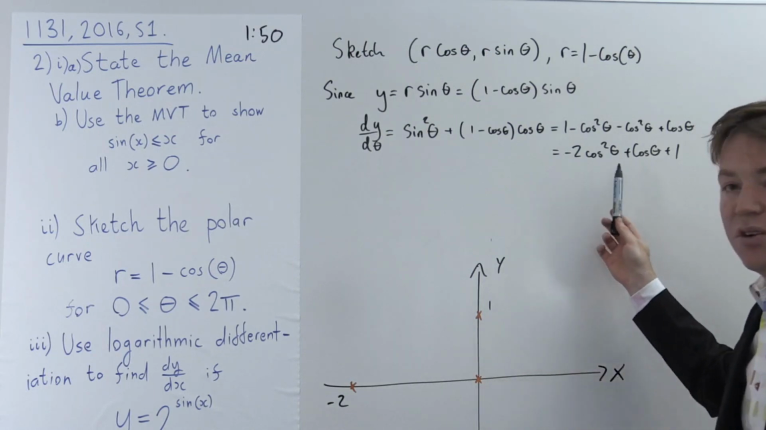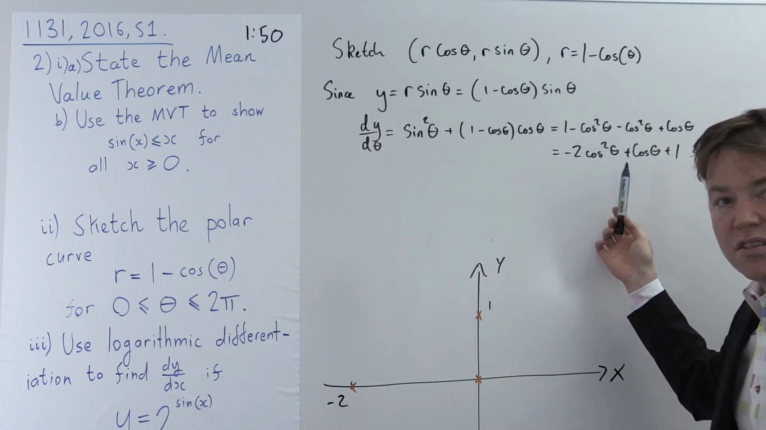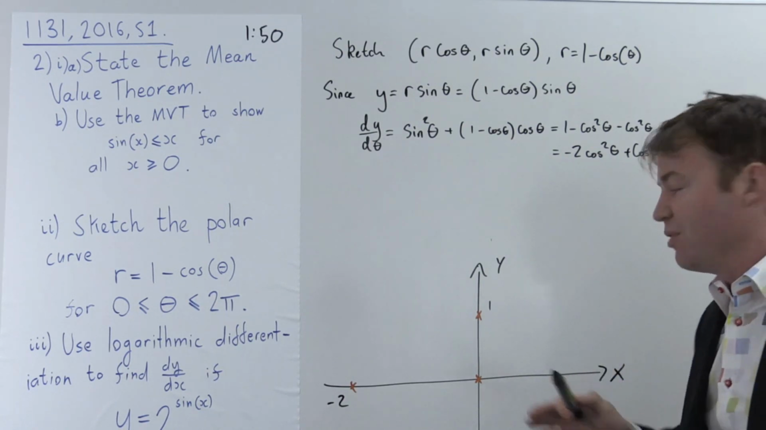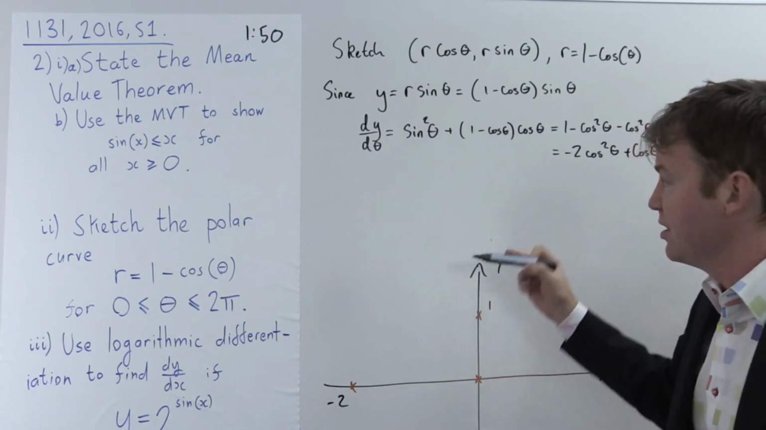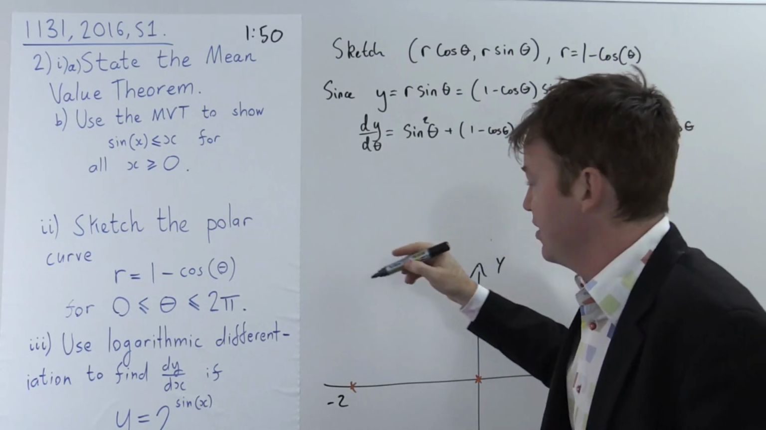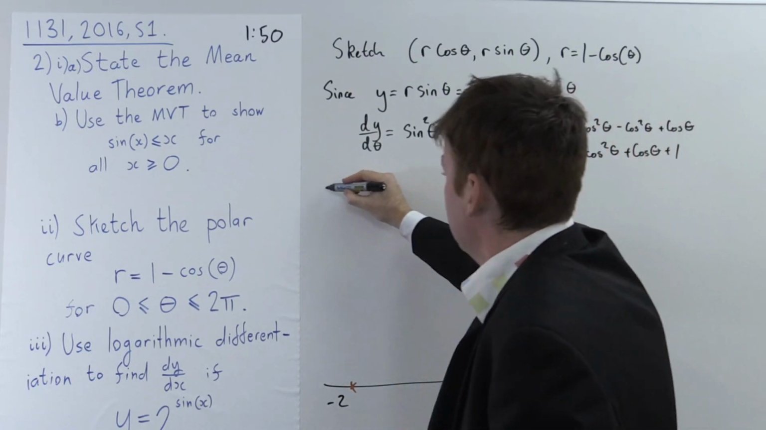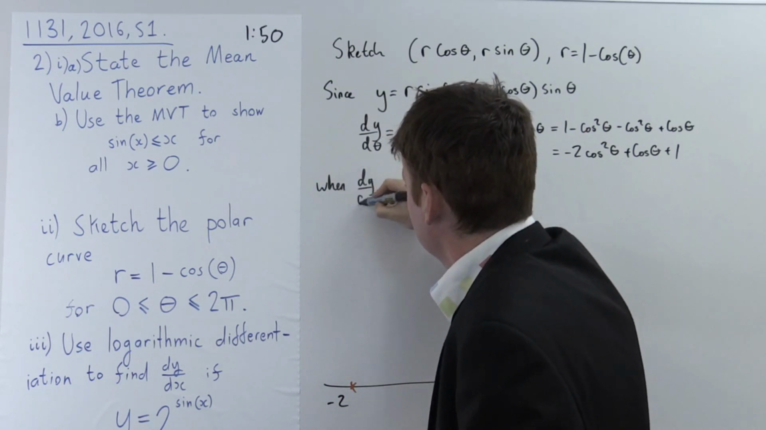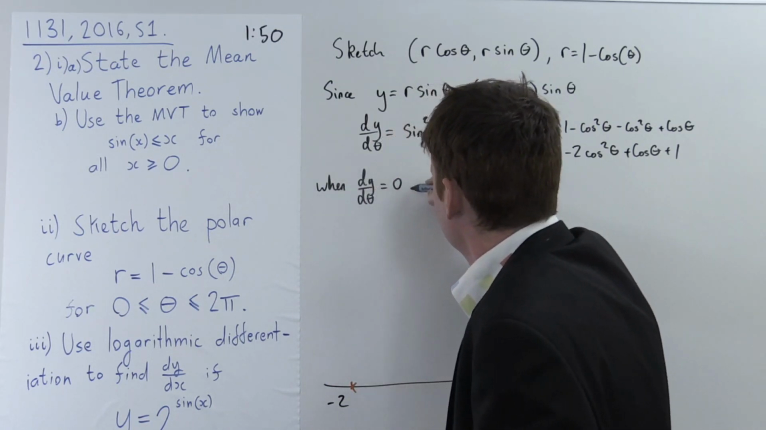Now, I want to know when this is 0. When this is 0 is going to tell me when my function is horizontal. Remember, this is dy d theta, and maybe I'll just write it down. When dy d theta is equal to 0, function.